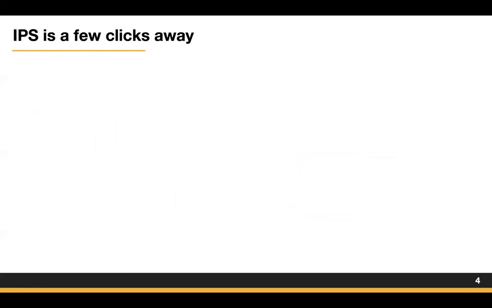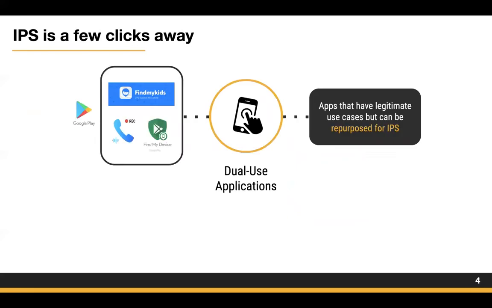Abusers are installing applications on smartphones and tablets that allow them to spy on victims. These apps are available in official app stores such as Google Play and can be easily downloaded. We call these apps dual-use apps because they are designed for a legitimate use case, such as to track your own devices, but they can be easily repurposed by abusers for IPS. For example, Find My Device app can be installed on the victim's device and used by the abuser to track the victim's location, although the app was not designed for spying.